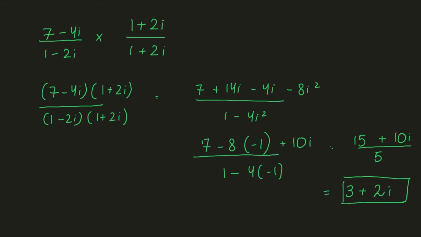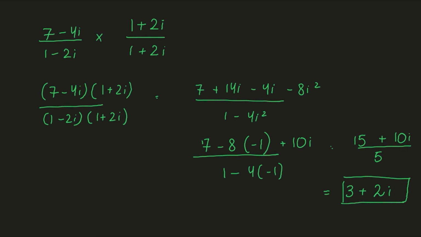So 7 minus 4i, we've multiplied this by 1 plus 2i, and we've multiplied the denominator by 1 plus 2i as well. So we get 7 plus 14i minus 4i minus 8i squared. In the denominator, we have 1 minus 4i squared. Wherever you see i squared, you will write minus 1. So 7 plus 8 multiplied by minus 1 plus 10i over 1 minus 4 multiplied by minus 1. You solve that, and in the end you get 3 plus 2i.